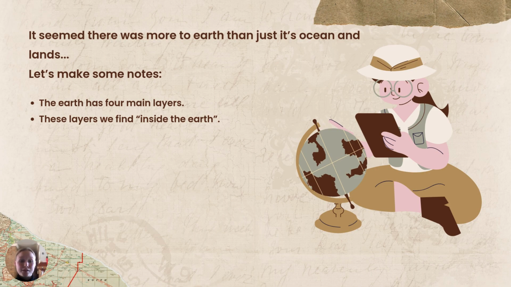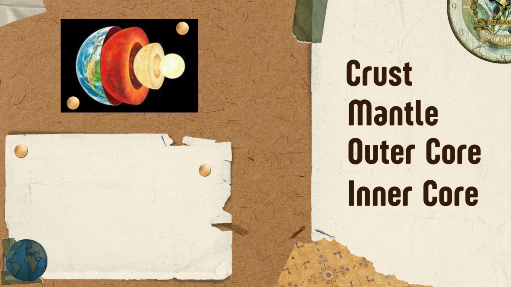It seems there's more to Earth than just its oceans and lands. Let's make some notes. The Earth has four main layers. These layers we find inside the Earth, almost as if the Earth has a personality. This is Earth. It's also an illustration of Earth. But let's look closer. Let's look inside.